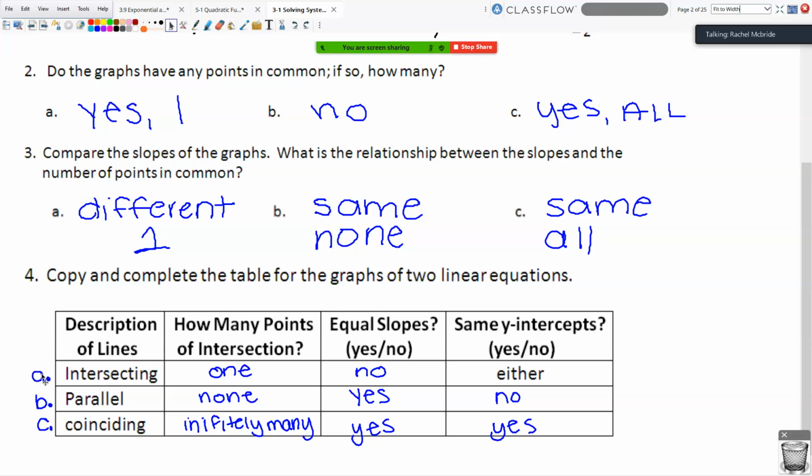So example A represented intersecting lines. Intersecting lines have 1 point of intersection. In order to intersect only once, they have to have different slopes. They can have the same y-intercept though. They don't have to, but they can.